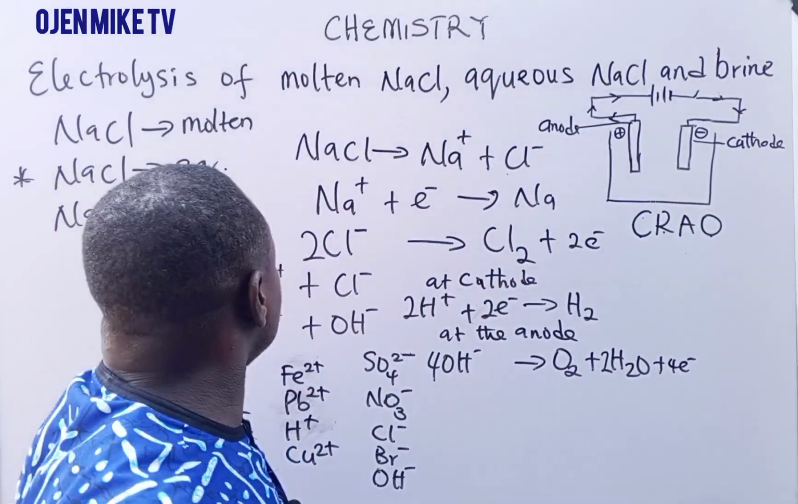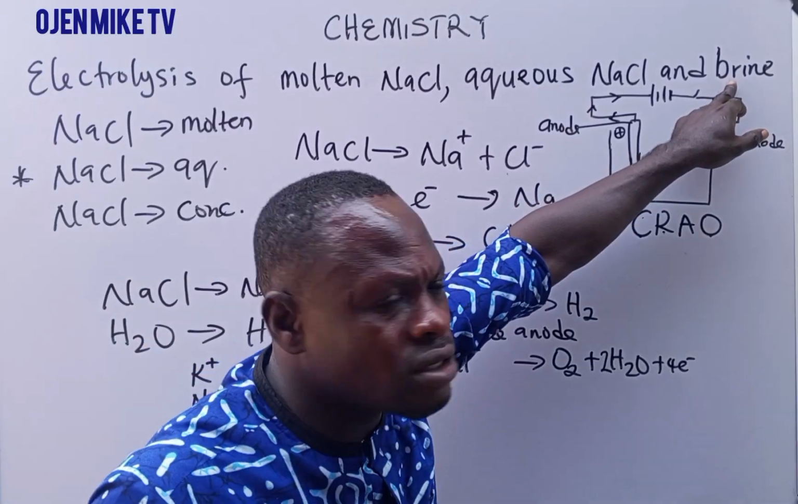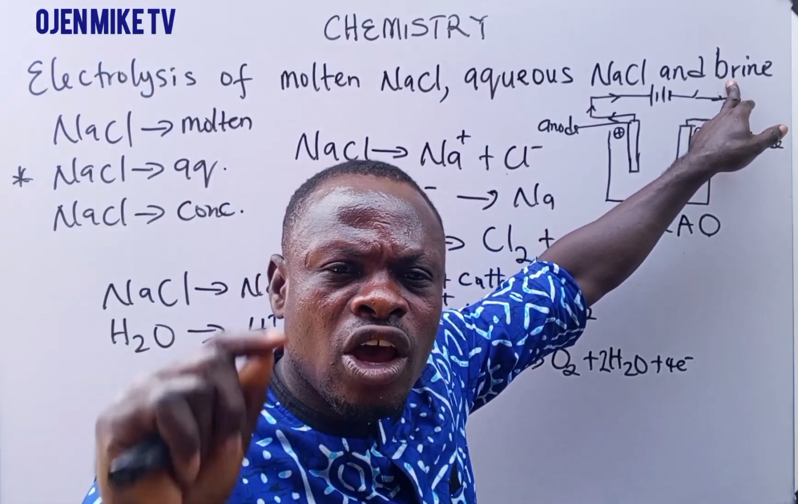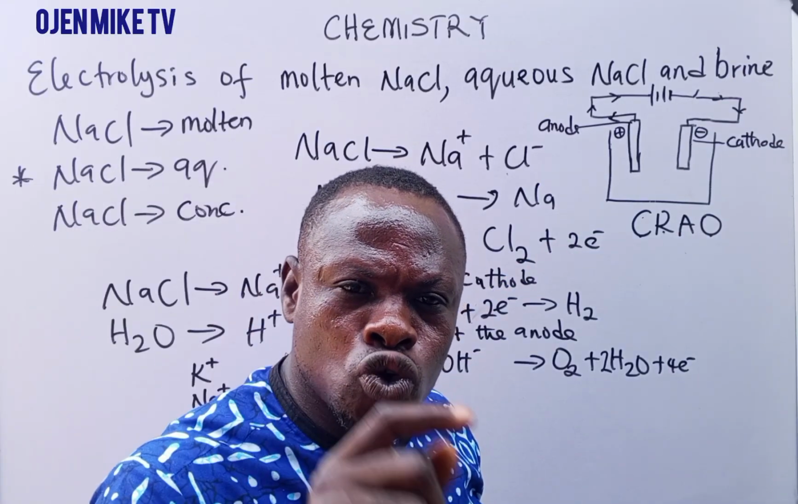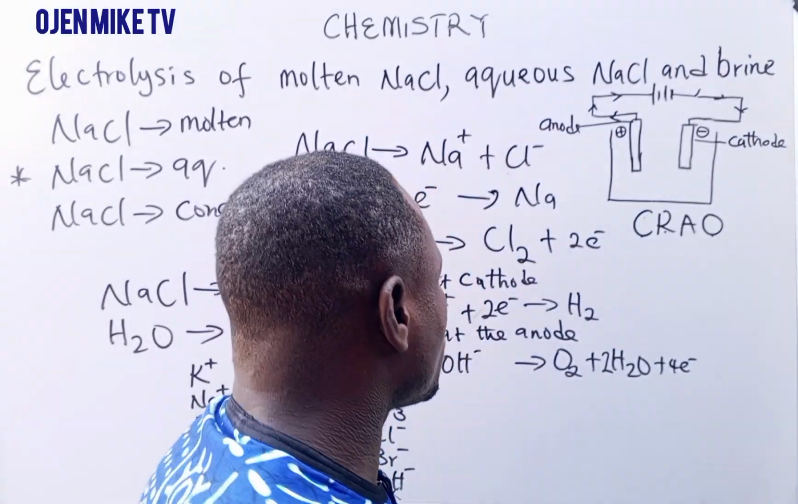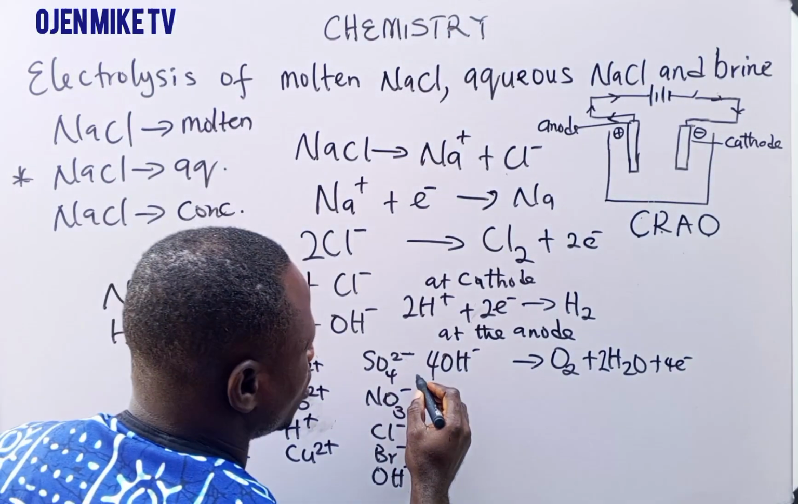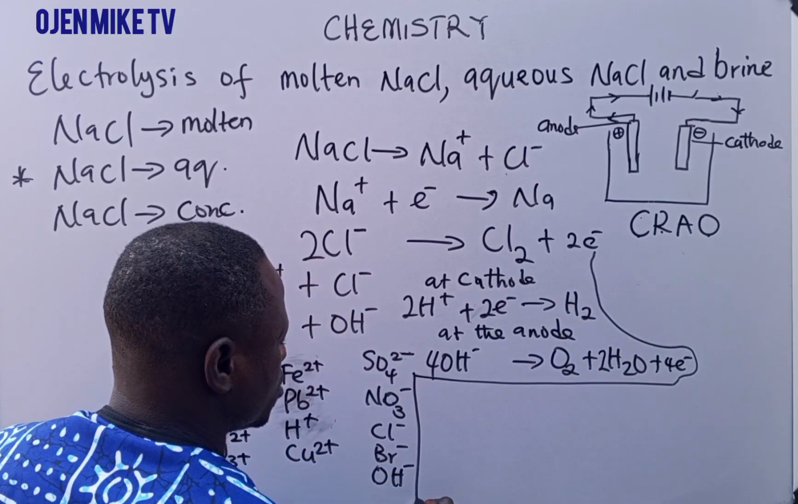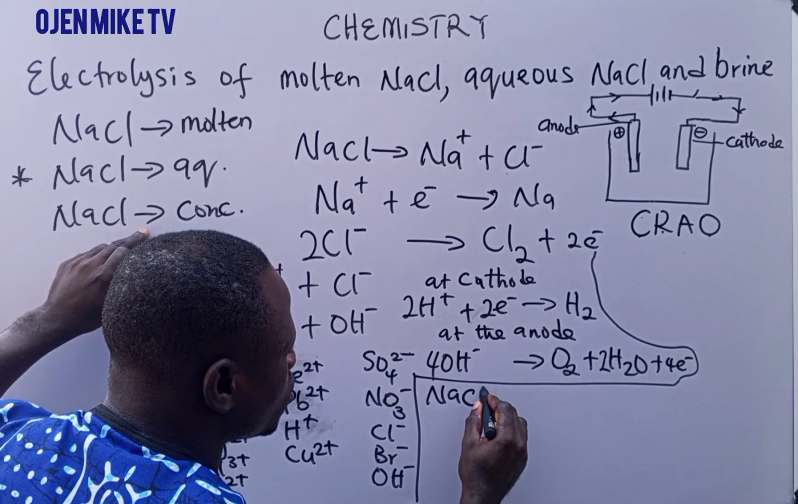Now we go to the electrolysis of the third one, concentrated sodium chloride, which is called brine. Concentrated sodium chloride is called brine. Anytime you hear electrolysis of brine, it means the concentrated form of sodium chloride. Are you following? Now at the concentration, we still have the same thing. This one concentrated will also have sodium chloride.